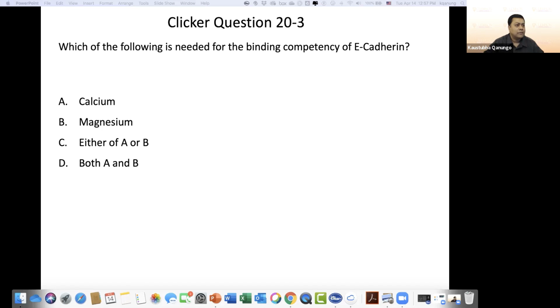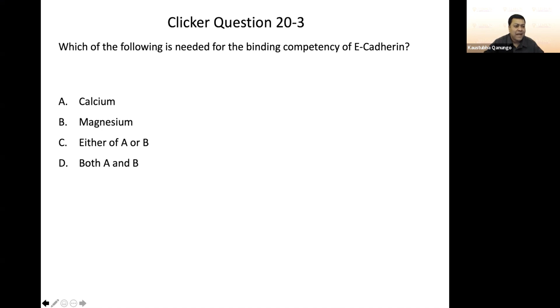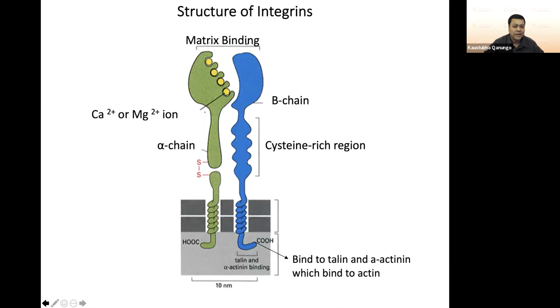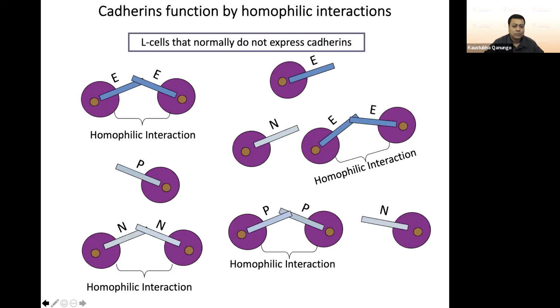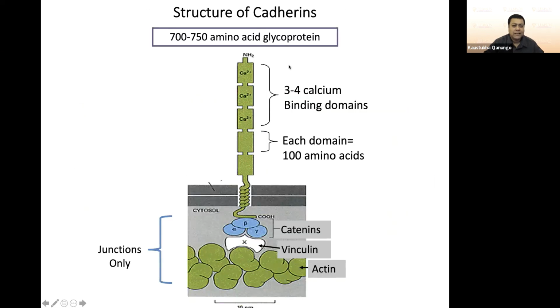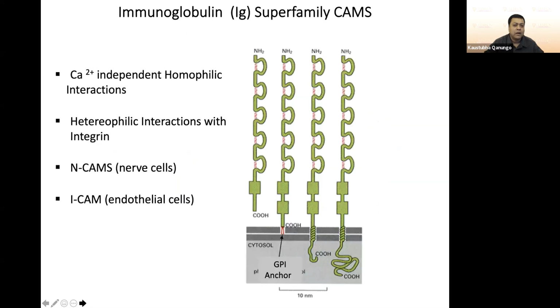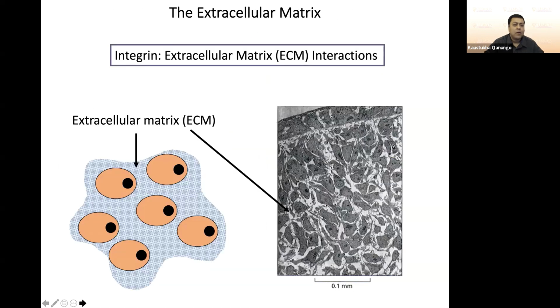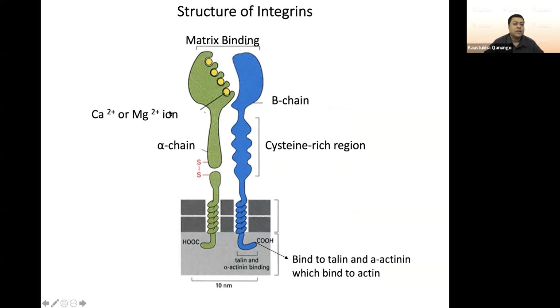All right, so 50% said calcium, which is the correct answer. If you go back, you can easily see right here that there are 3 to 4 calcium binding domains. So cadherins are only calcium dependent. Only calcium dependent. That's very important. On the other hand, your immunoglobulin superfamily is calcium independent, and then you have the integrin, which is calcium or magnesium dependent.